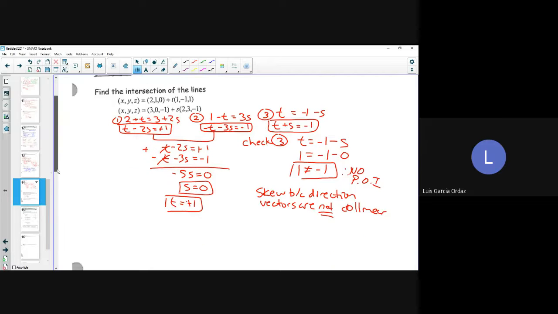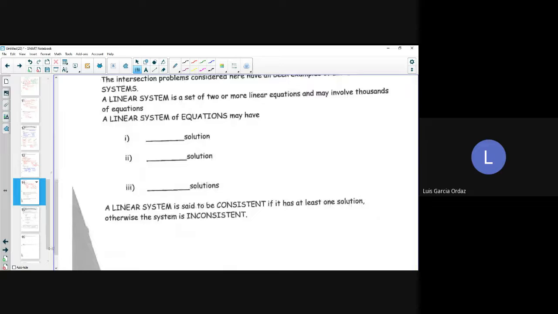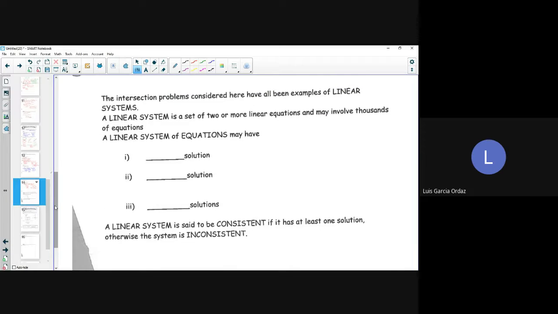And then for the last thing, the intersection problems considered have been examples of linear systems. A linear system is a set of two or more linear equations that may involve thousands of equations. A linear system of equations may have no solution. So this is an inconsistent system. It can have one solution, and it can have many solutions. The linear system is said to be consistent if it has at least one solution. Otherwise, the system is inconsistent, which means it has no solutions.